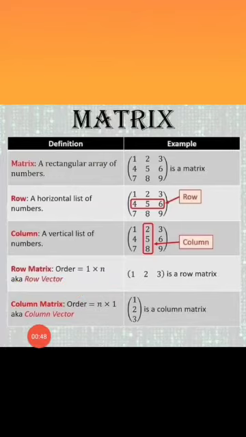Also, about the column matrix: a column matrix has only one column, and if you have to write the order of the column matrix, it is n multiplied by 1.